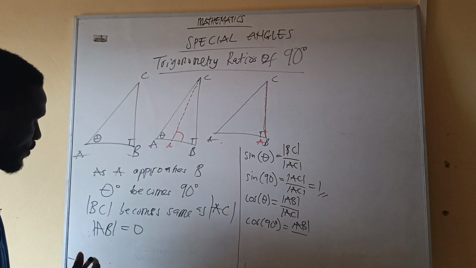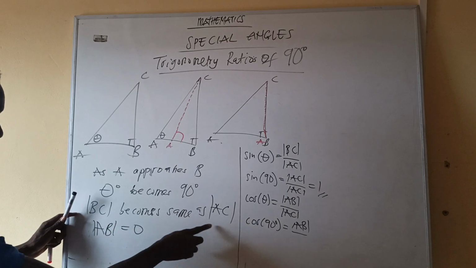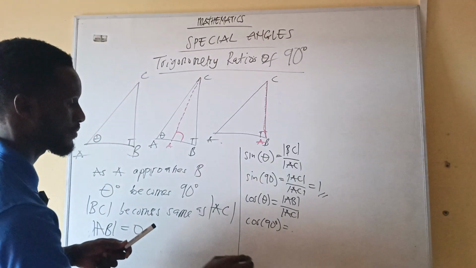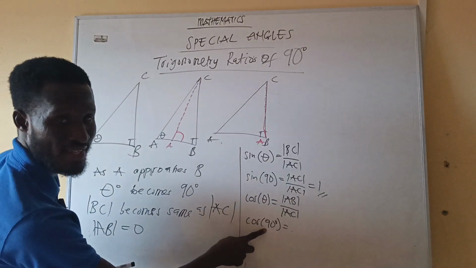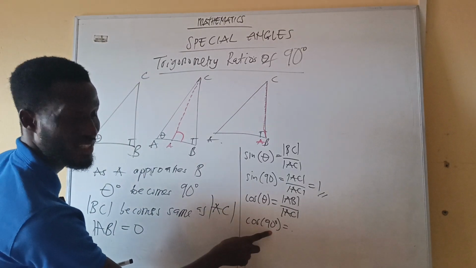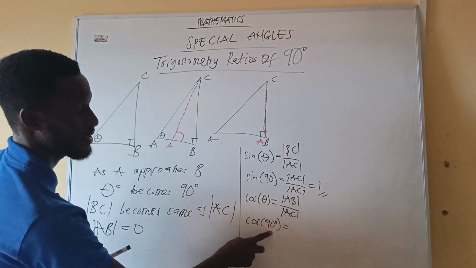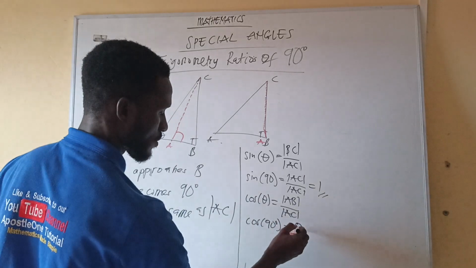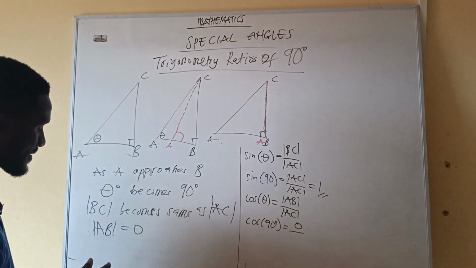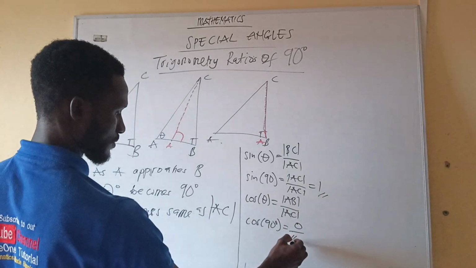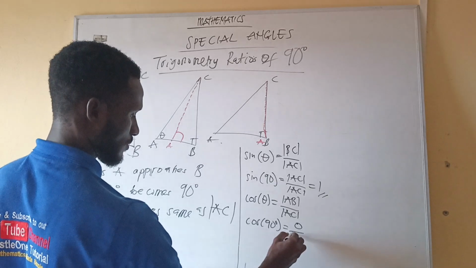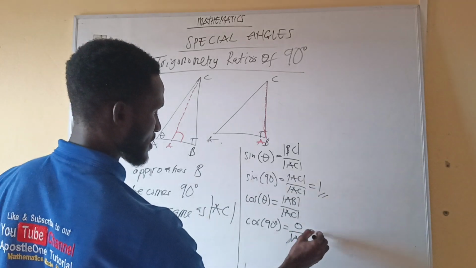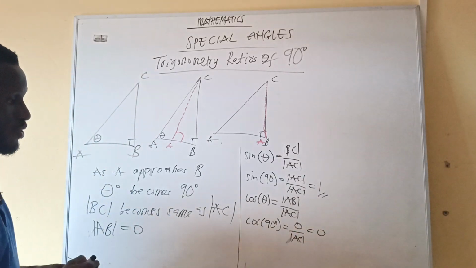Now what is our AC? The AC is the same AC. Let me move further. As theta approaches 90 degrees, what is going to happen? The AB becomes 0. So we have 0 divided by AC, and you can see clearly that 0 divided by AC is still 0. So cos 90 is equal to 0.